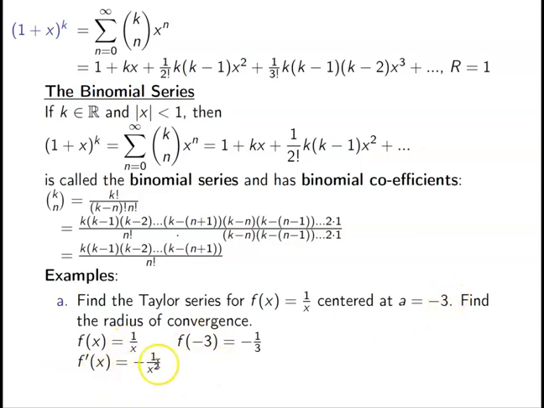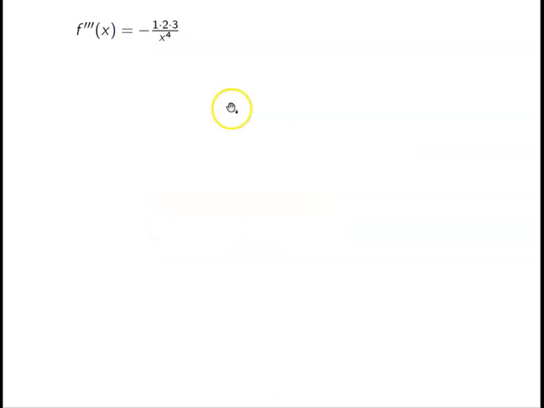So the first derivative is -1 over x squared. When I plug in -3 to that, I get -1 over 9. The second derivative is 1 times 2 over x cubed. Plug in -3 to that, I get -2 over 27. And as we continue, we have -1 times 2 times 3 over x to the fourth. Plug in -3, I got -6 over 81.